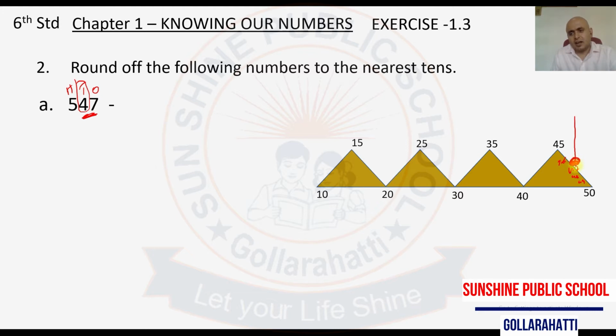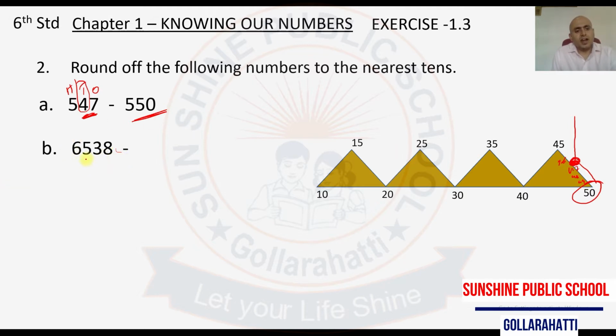The ball will not stay there. It goes down to 50. That is nothing but rounding off to the nearest number. So it rounds off to 50, and this will be the answer. It is so easy. The answer is 550. And the second question.